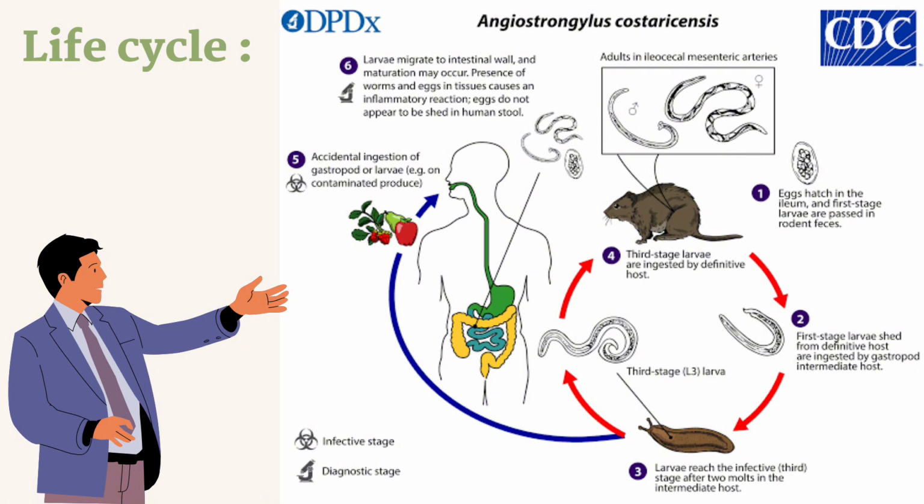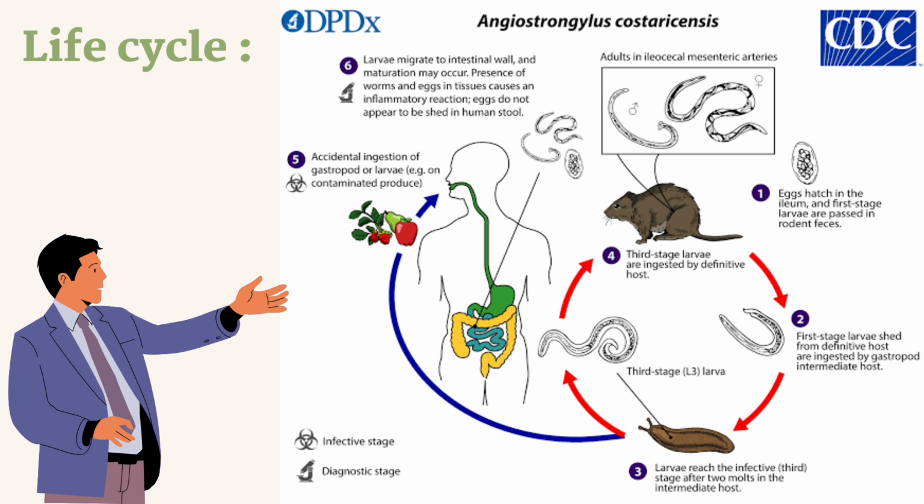gastropod. So kaning gastropod, isa siya ka type of mollusk or kanang mga snails or slugs, kanang single coiled shell or kanang uban nga walay shell. Kanang imagine na lang snails na walay shell, mao na siya. Then once larvae reach the infective, which is the third stage after 2 molts sa larvae in the intermediate host.